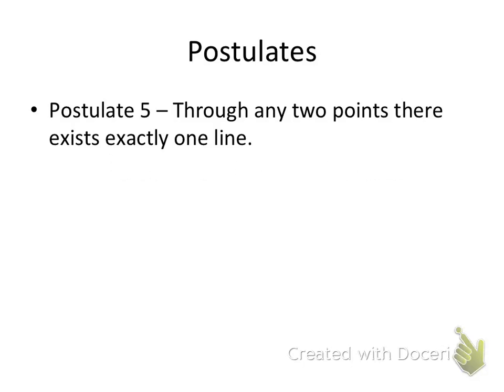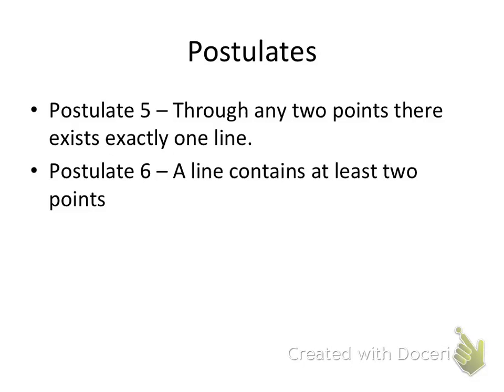Through any 2 points, there exists exactly one line. We've talked about that already. There's no way to be more than one line because the line would go back around and loop through one of those points, and there would be no way that there can be a line that loops back around. So through any 2 points, there exists exactly one line.